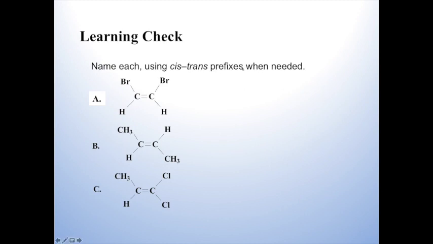So name each of the following compounds, taking into account whether they are cis or trans. For A, you have a carbon-carbon double bond with a bromine on each carbon bonded on the same side. For B, you have a carbon-carbon double bond with two methyl groups opposite one another. And for C, you have a carbon-carbon double bond with two chlorines on one carbon and a methyl and hydrogen group on the other carbon.